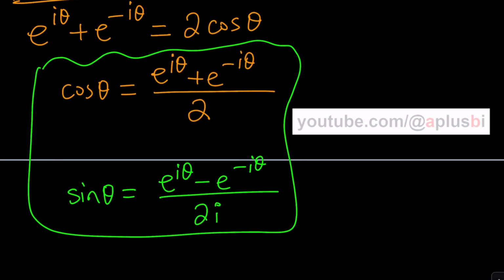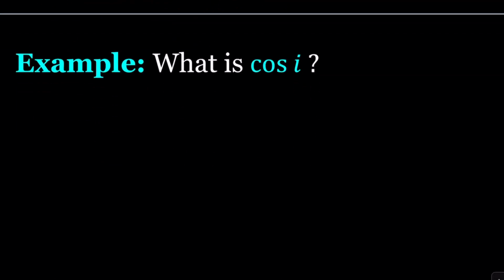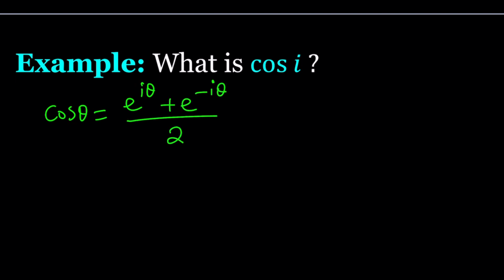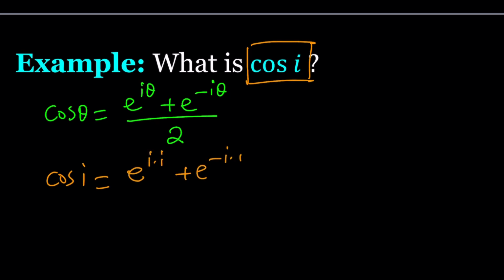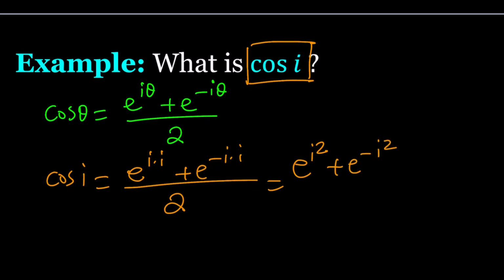And I'm just going to copy that equation here so we can use it. Cosine theta is e to the i theta plus e to the negative i theta divided by 2. So what I need to do to evaluate cosine i is to replace theta with i. Okay? Can theta be complex? Of course. So replace it with i. You're going to get e to the power i times i, which is i squared, so this is going to be e to the power i squared plus e to the power negative i squared divided by 2.